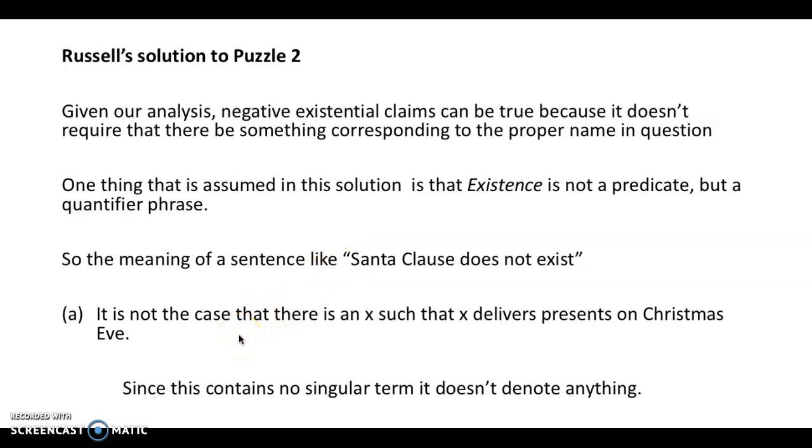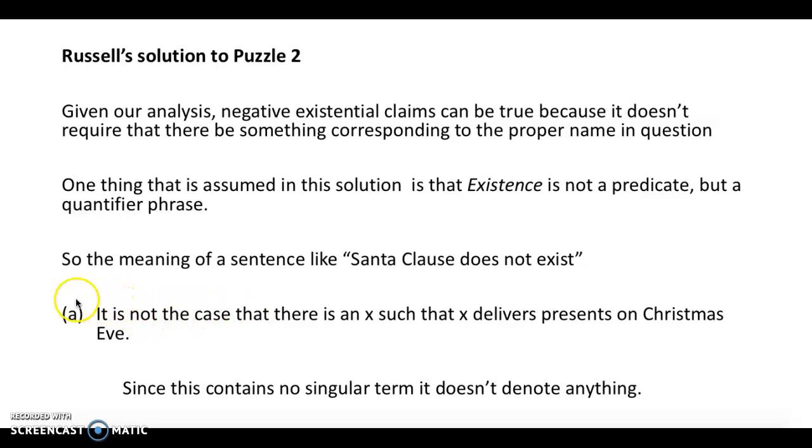Under Russell's analysis, we get the following: it is not the case that there is a thing such that this thing delivers presents, and so on. And that's true, because we know that there is no Santa Claus. That's what the sentence "Santa Claus does not exist" means. When we say Santa Claus does not exist, what we're saying is that there's no person that actually performs these functions of delivering presents around the world on Christmas Eve.